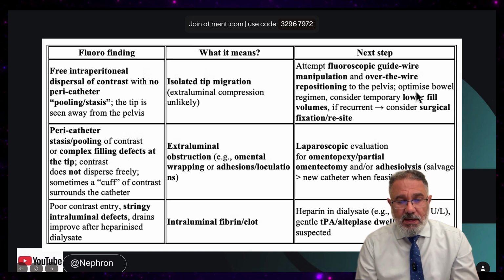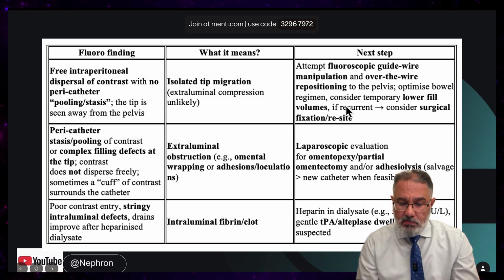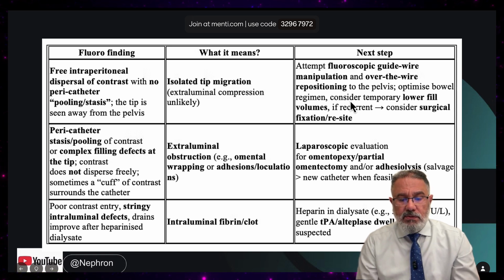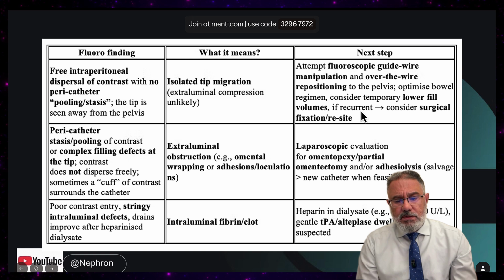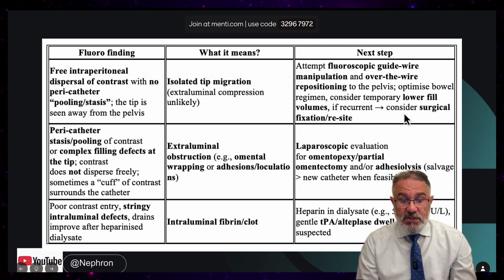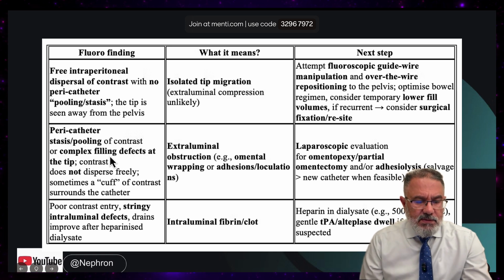Before that, you need to optimize bowel preparation in order to get this procedure going smoothly, and consider a temporary lower fill volume in the meantime. If recurrent, consider surgical fixation and resite. Now let's move on to the next fluoroscopy finding.